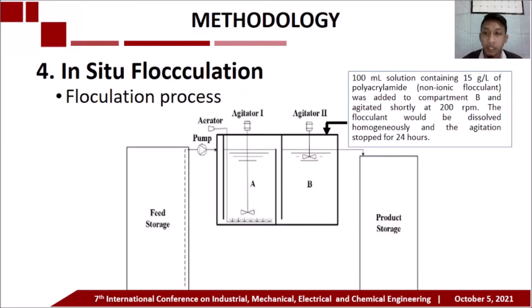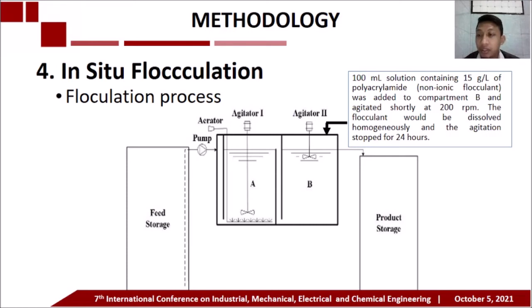Feeding medium of molasses 30% weight per weight was flowed from the feed tank into compartment A at a flow rate of 0.5 liter per hour, initiating continuous operation. The ethanol product would be stored in the product storage. Samples would be taken out periodically every 6 hours for analyzing some response parameters: cell density, residual sugar, and ethanol level.